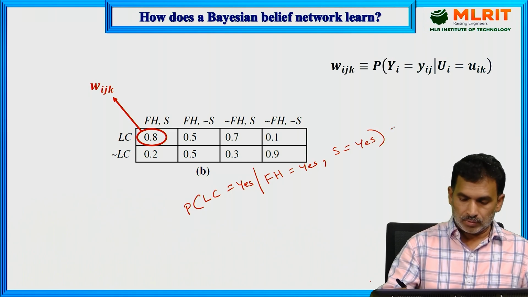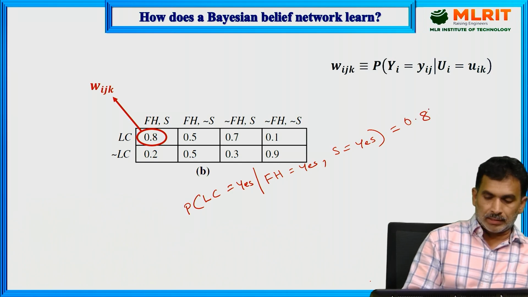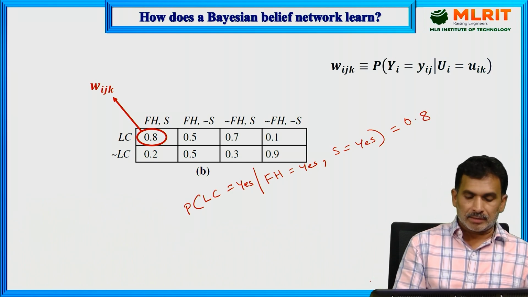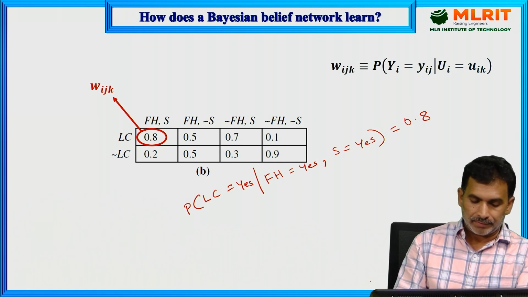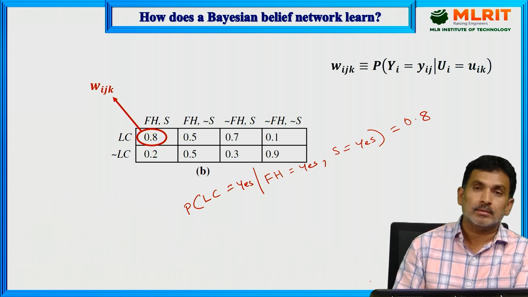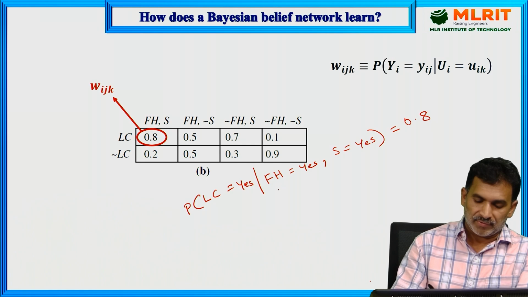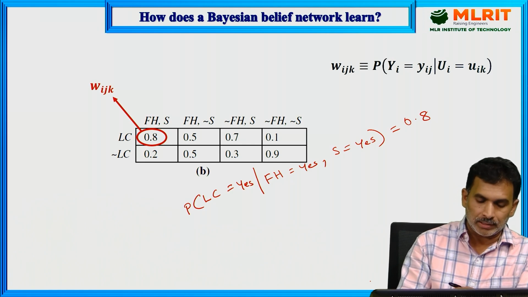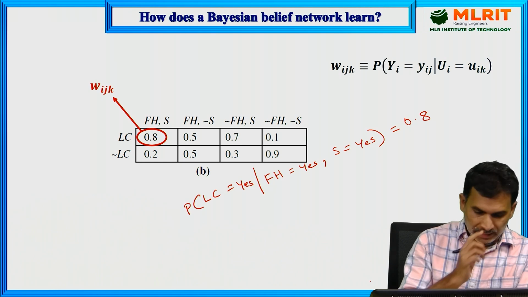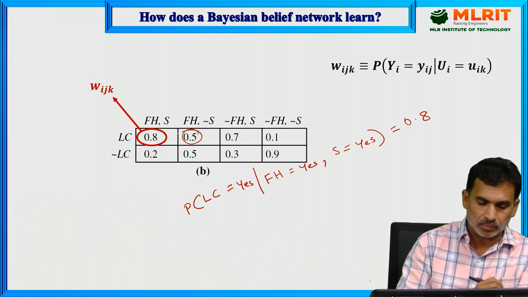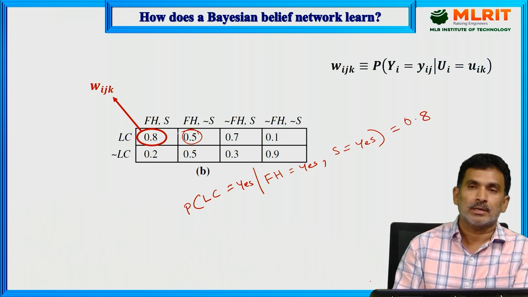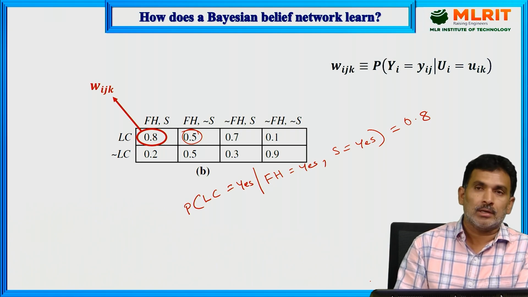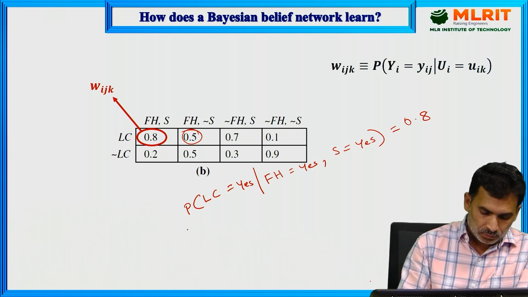So that is equal to 0.8 from this table. This 0.8 represents the probability of having lung cancer given having a family history and also being a smoker. Similarly, you can take another value, like 0.5, in this conditional probability table of the variable lung cancer. So here that would be represented in the form of conditional probability.